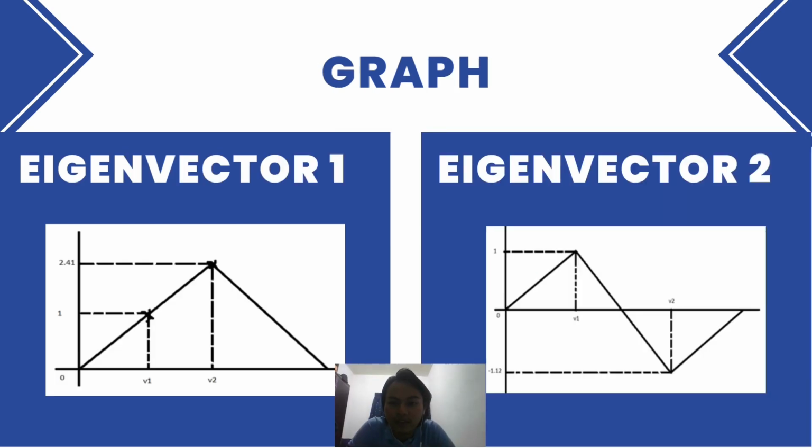So next, this is the graph for eigenvector 1 and eigenvector 2. Eigenvector 1 are all at the positive side, which is 1 and 2.41, and eigenvector 2 has one at the positive side and one at the negative side, which is negative 1.1253. So this is how the graph looks.